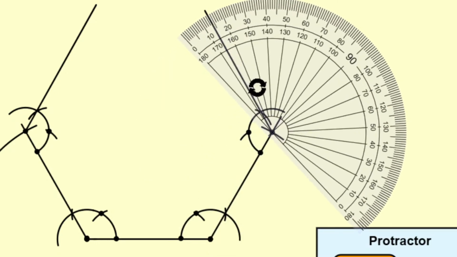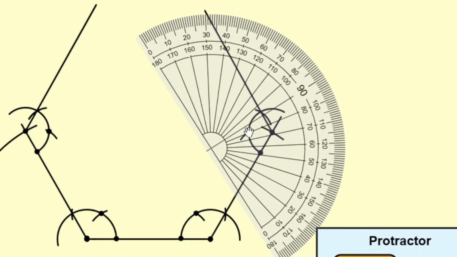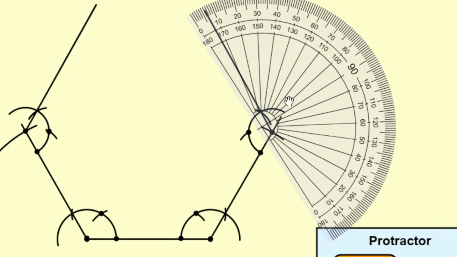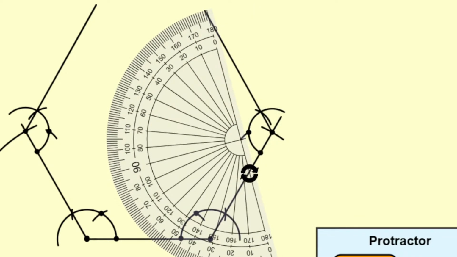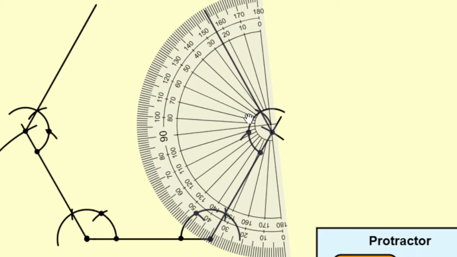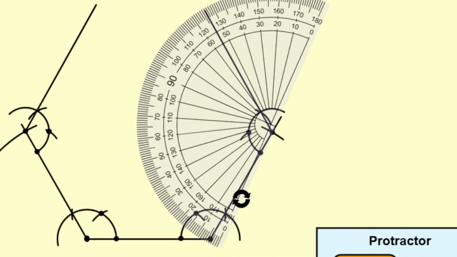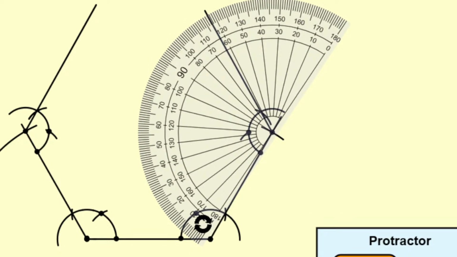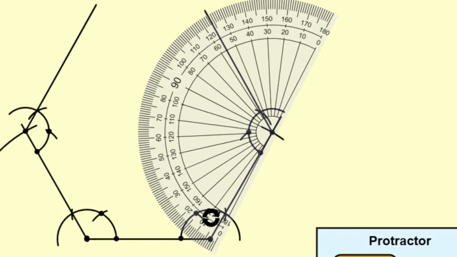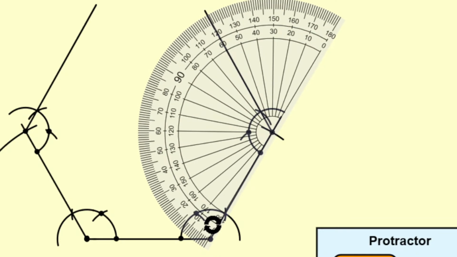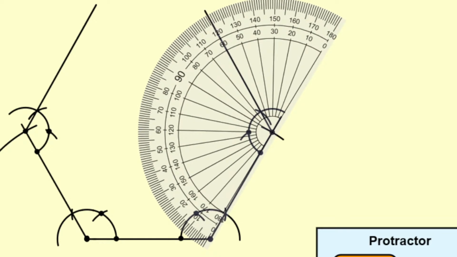Have to check the other side, right? This angle I have to check whether it is correct or not. This one I have to check. So I have to keep compass like this and I keep protector like this and I have to check. So it is also correct, 120 degree. You can see here.